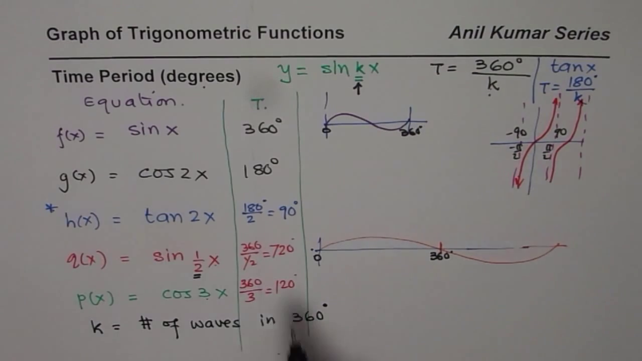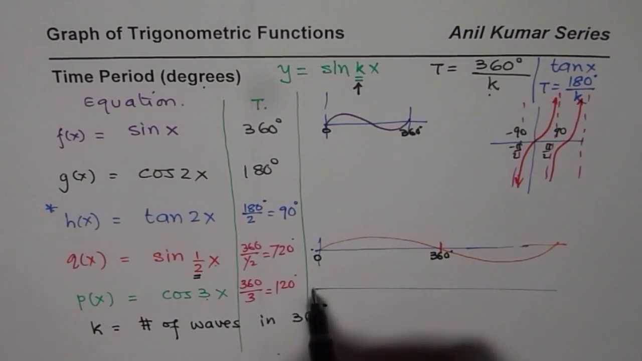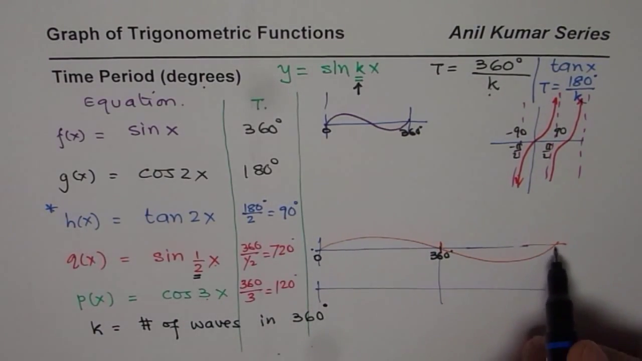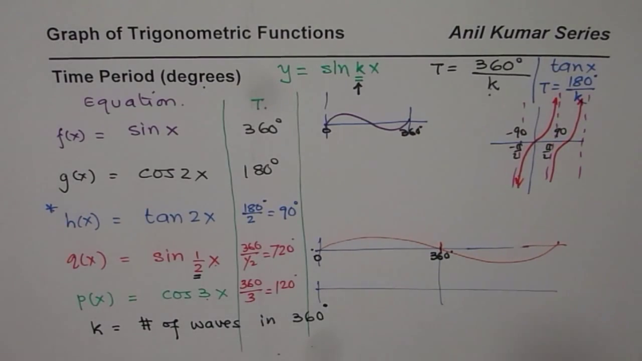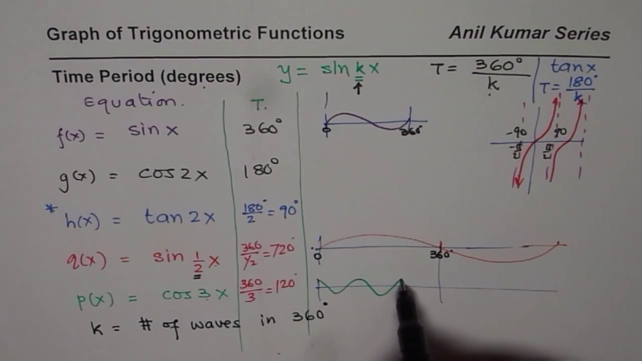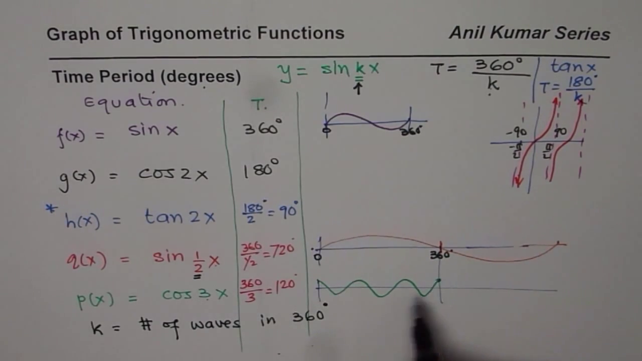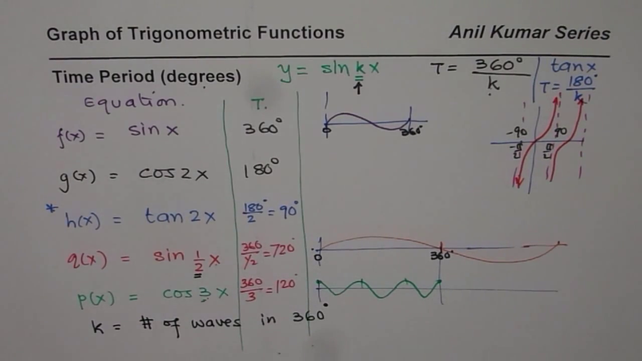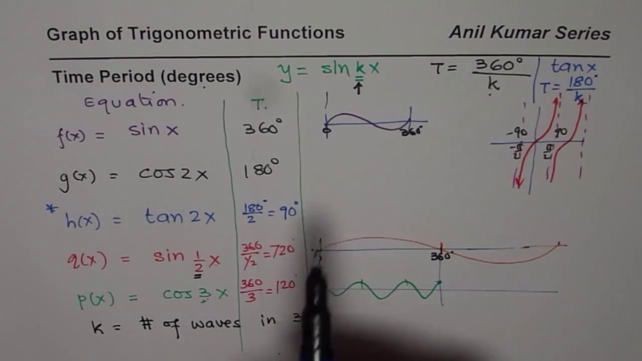So for cos of 3x, when I have to sketch it, let's say this is 360 degrees for us, then actually speaking, cos will have 1, 2, and 3. So 3 different waves. That is cos of 3x. So that is how you have to understand and visualize these functions, right?